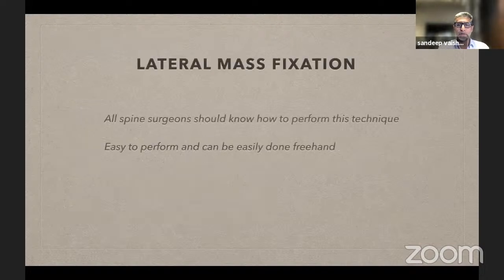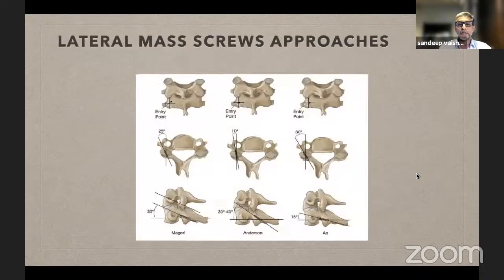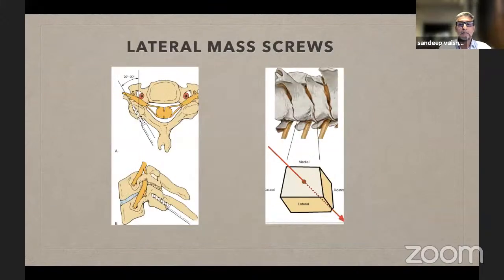Let's start with lateral mass fixation. All spine surgeons should know how to perform this technique because it is very easy to perform and can be easily done freehand. You don't really require any special equipment for this. And it can be a good rescue surgery in certain cases, particularly if there is an anterior failure. Roy-Camille described lateral mass fixation in the 1980s. After that, Magerl, Anderson, and others came with their own parameters for entry point, laterality, and the angle of the screws. I generally follow the Magerl technique, and I'll be showing that.